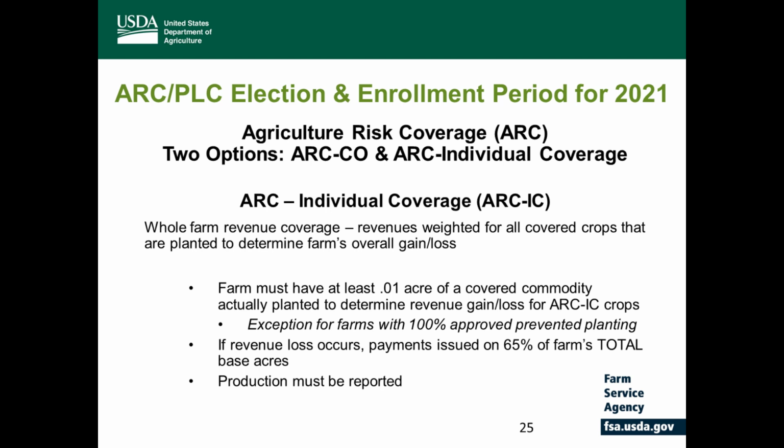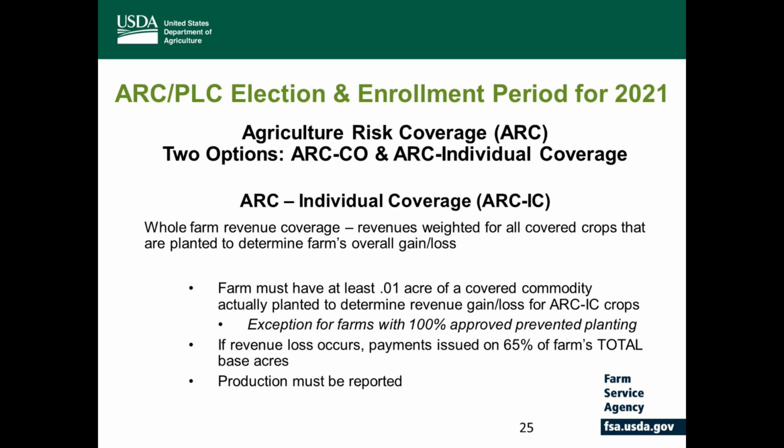So now let's go over ARC IC. ARC IC is a whole farm revenue coverage at the producer's individual level, using the producer's own farm level yields for calculation. Revenues are weighted for all planted covered commodities to determine the producer's overall gain and loss.